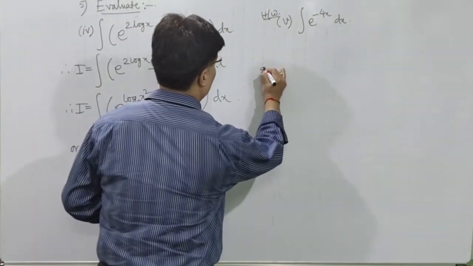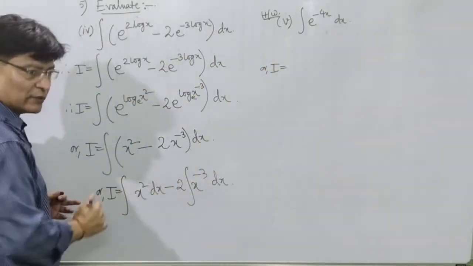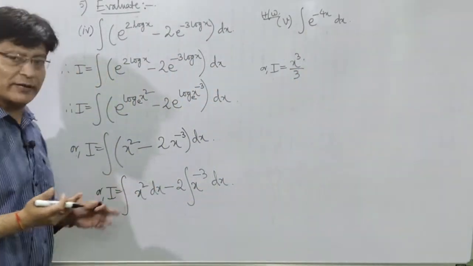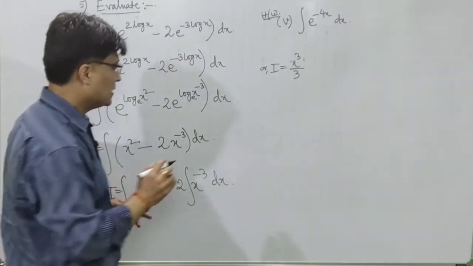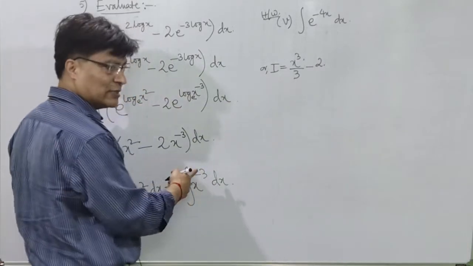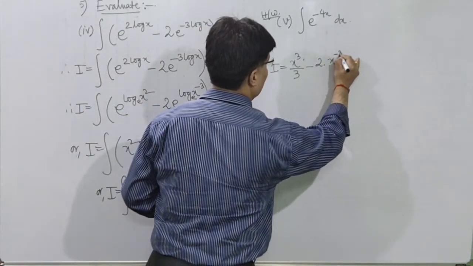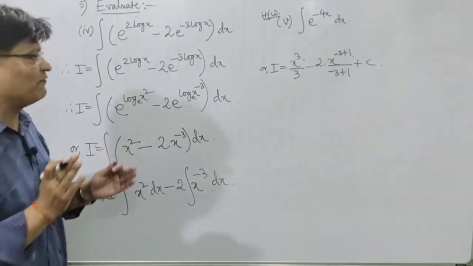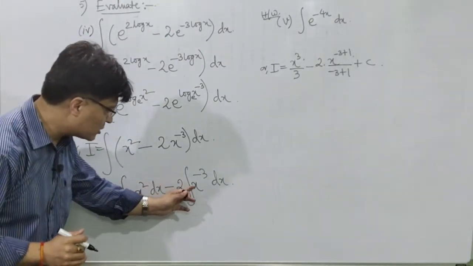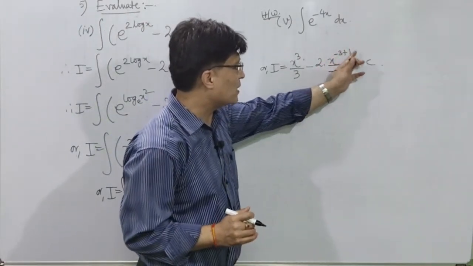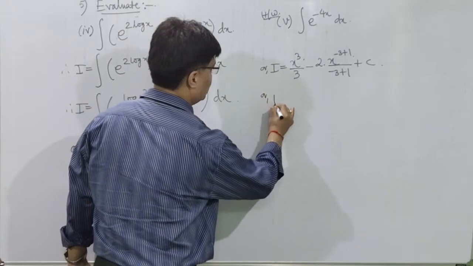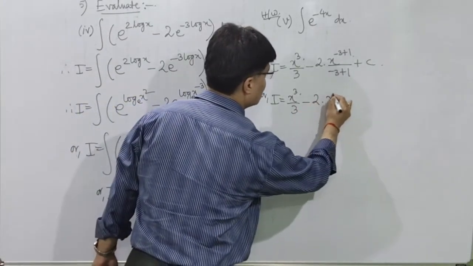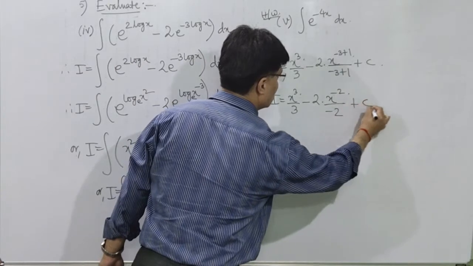So next, or I is equal to, what is integration of x square dx? This will be x cubed by 3. As you know that integration of x to the power n dx is x to the power n plus 1 divided by n plus 1. Then minus 2 into, what is the integration of x to the power minus 3? X to the power minus 3 plus 1 divided by minus 3 plus 1. Then what do we write? Plus c, because we have finished integration. So this is just like your x to the power n dx. Similarly, it is x to the power n plus 1 divided by n plus 1, right? So, or I is equal to x cubed by 3 minus 2 into, this is your x to the power minus 2 divided by minus 2 plus c.